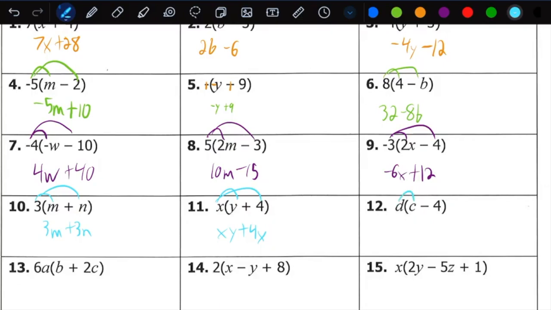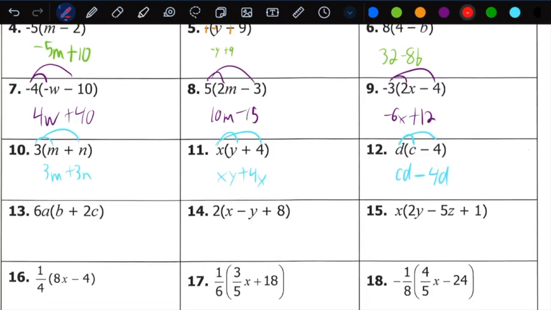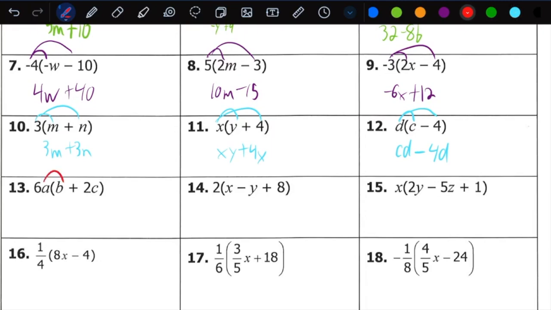Number 12, d times c. I'm going to put cd because once again I prefer them alphabetically, and later we'll be making sure we do that, but for now if you put dc, that's fine. And d times negative 4 is negative 4d. Number 13, 6a times b is 6ab, and 6a times 2c, we do 6 times 2, we get 12, and ac just gets tacked on at the end.